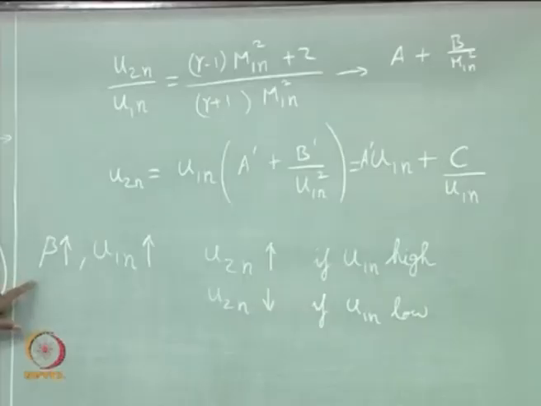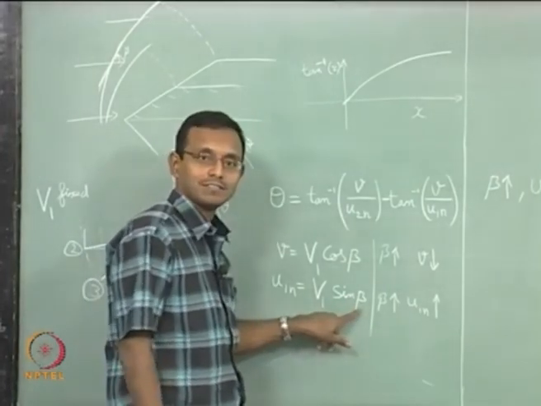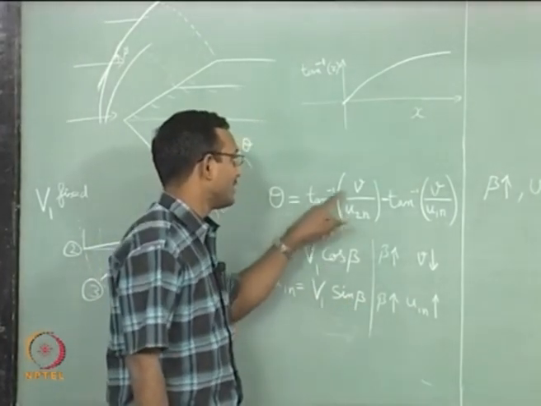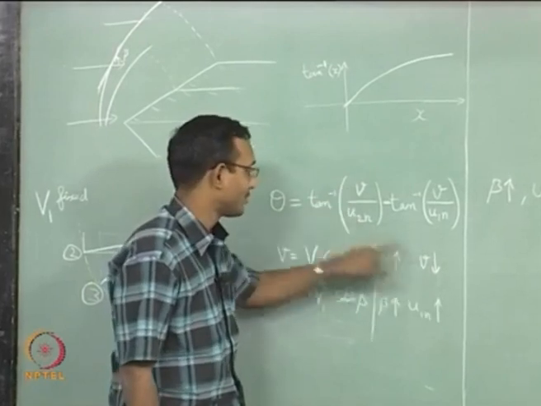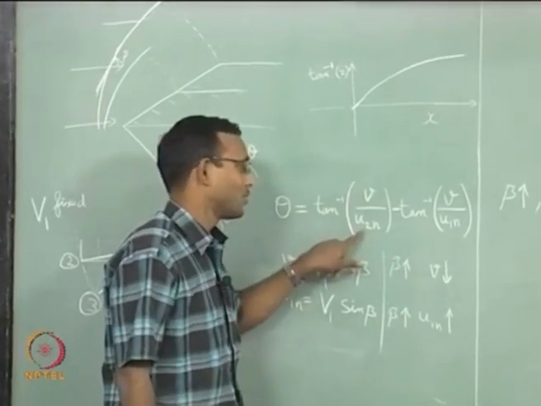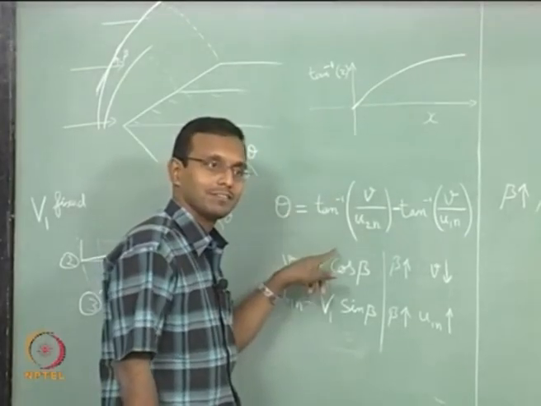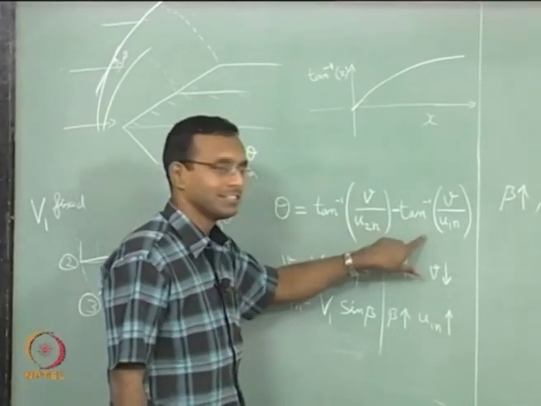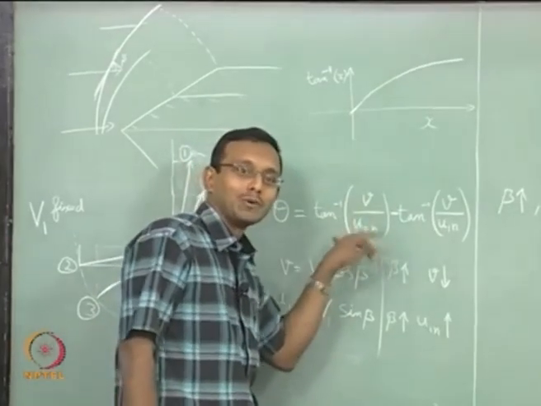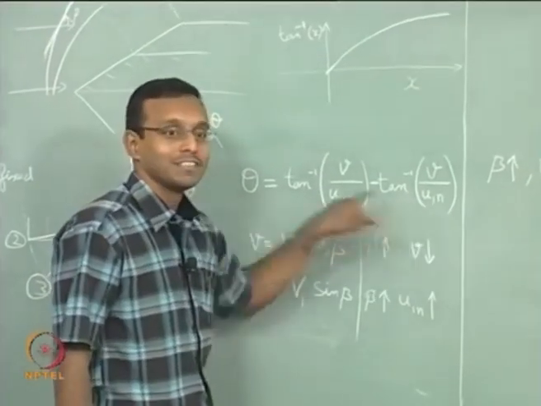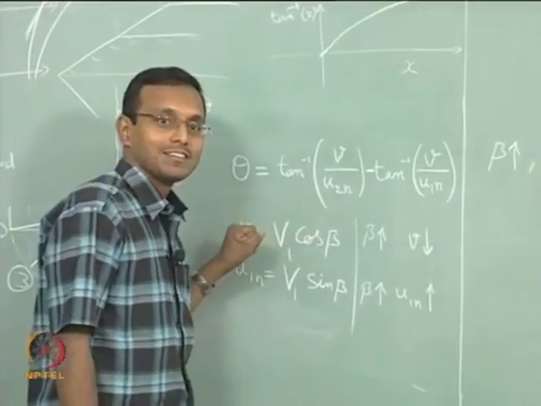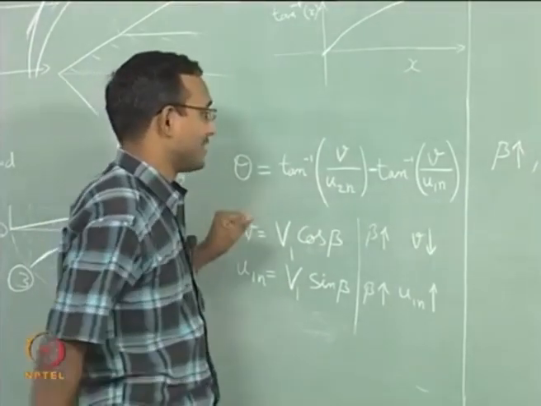I am going to say if beta increases, if my u1 normal is high, which means my beta is high. If beta is high, then u2 normal increases, V anyway drops. V always drops, that we have it here. V drops, u2 normal increases, which means this term decreases. If this decreases and this decreases, now I do not know where it will go, but based on numbers u2 normal is less than u1 normal, so this is more than this, but the difference is decreasing. So, I am going to end up with a case where theta will decrease.